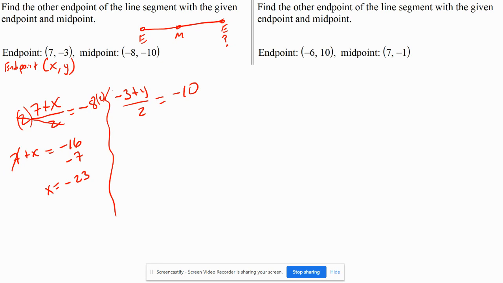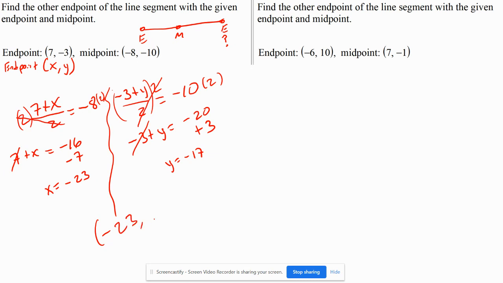What about the y? I'm going to do the same thing. I'm going to multiply both sides by 2 to get rid of fractions. I have that negative 3 plus y is equal to negative 20. My negative 3, let me move it over as a positive. Whenever you move something from one side to the other, switch the sign. I get that y is equal to negative 17. So the coordinates of the endpoint that I'm looking for is negative 23, negative 17.